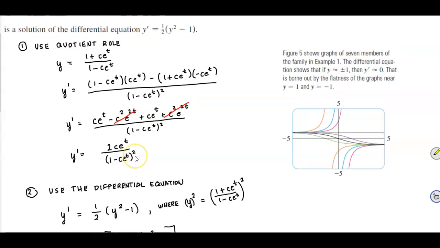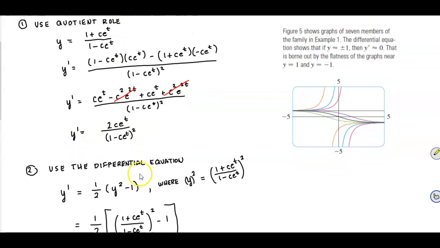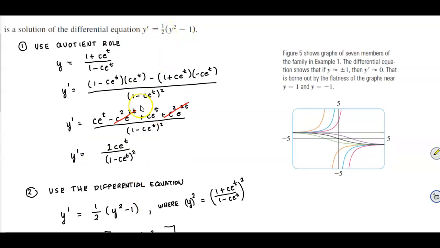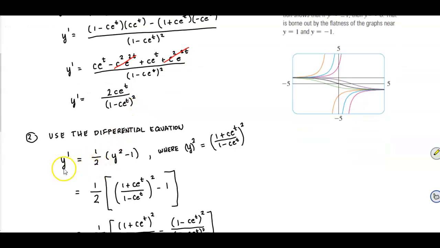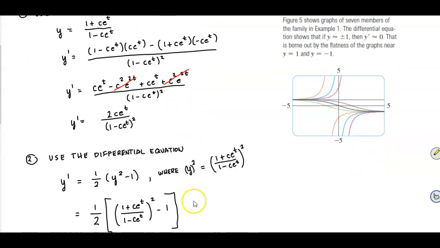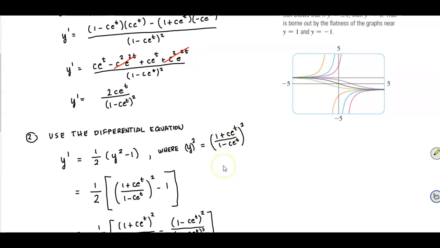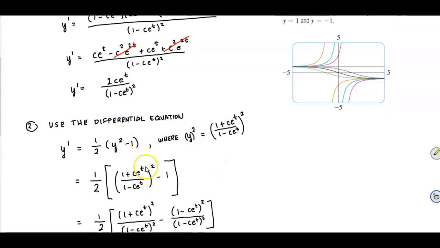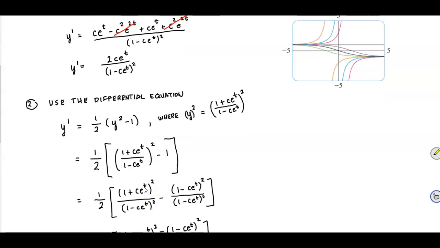Now, in order to check and see if it's a solution, we're going to use the differential equation that was given in the problem, which is y' = 1/2 (y^2 - 1). Initially we know that y was equal to (1 + ce^t) divided by (1 - ce^t). So we're going to substitute this in for the y squared.